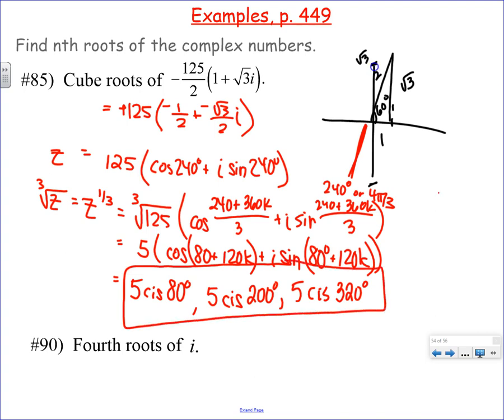And if I really wanted to, we could even graph them. 80 degrees would be here-ish, going out 5. 200 degrees would be here-ish, going out 5. 320 would be here-ish, going out 5. All right, kiddos. We made it.